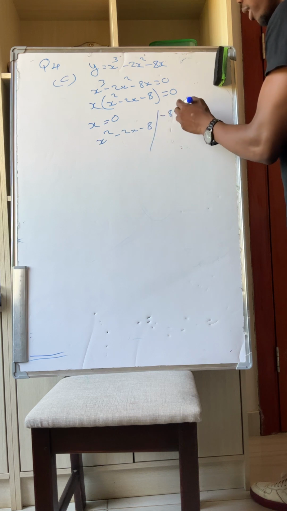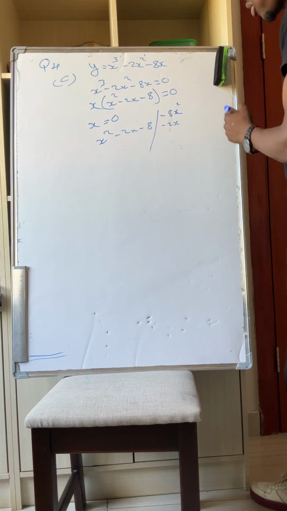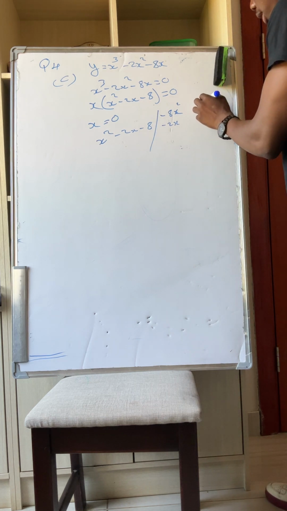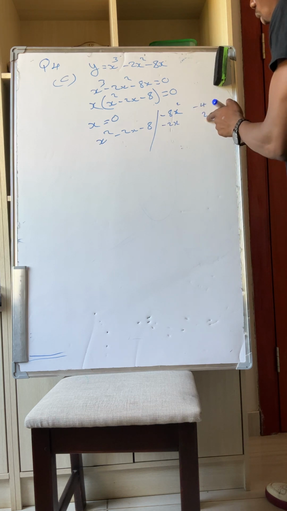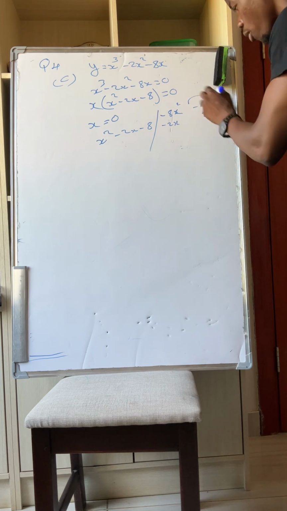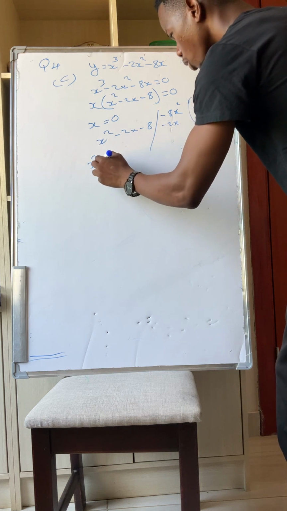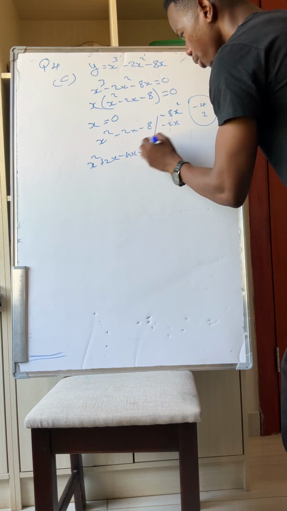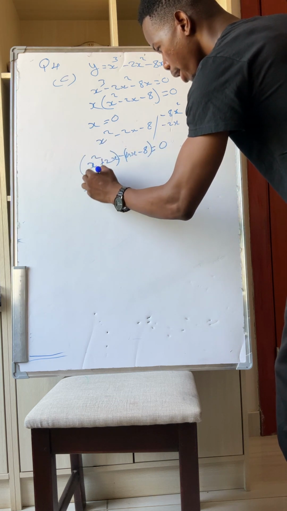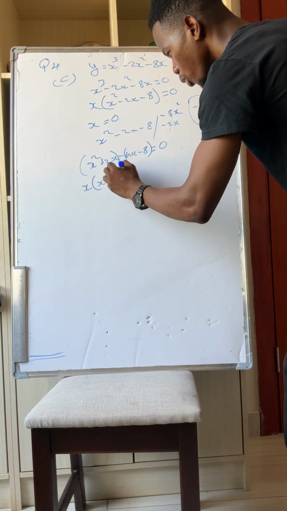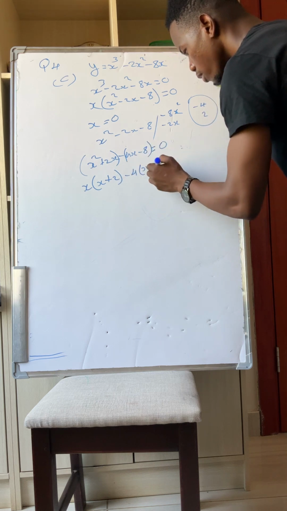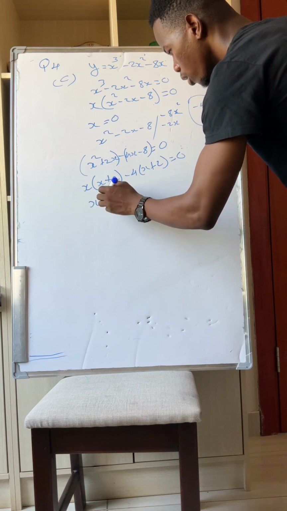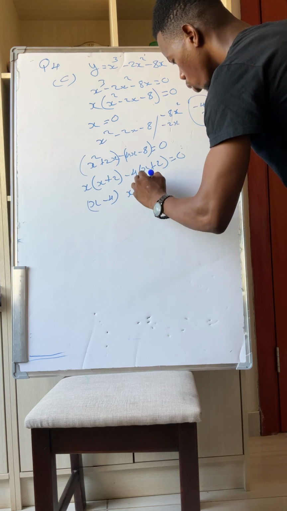x squared times negative 8 gives negative 8x squared, and negative 2x. What are the numbers which, if I multiply them, give negative 8, and if I add them, give negative 2? I'll try negative 4 and 2. Negative 4 plus 2 is negative 2, so these are the ones I'm going to use. So x squared plus 2x minus 4x minus 8 equals 0. I'll have x plus 2, and minus 4 open bracket x plus 2, equals 0. So x minus 4 and x plus 2 equals 0.